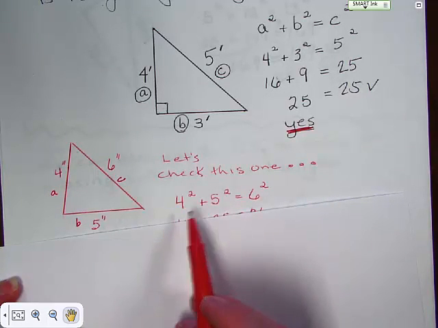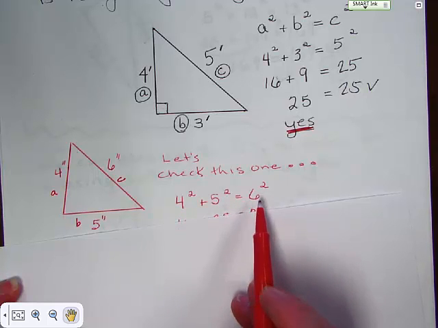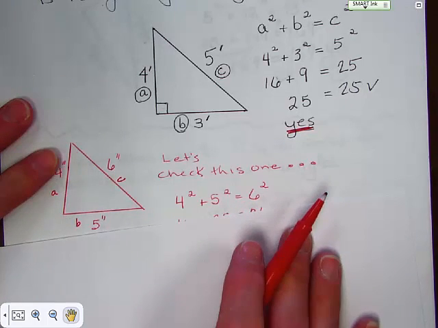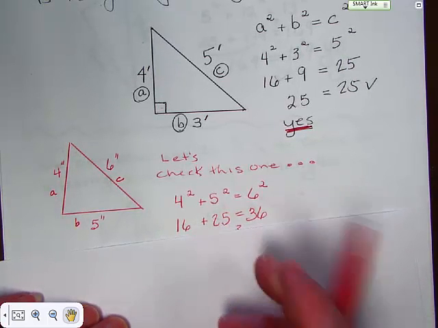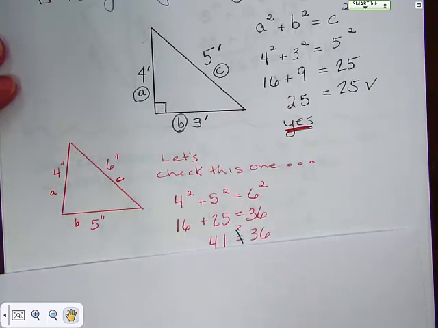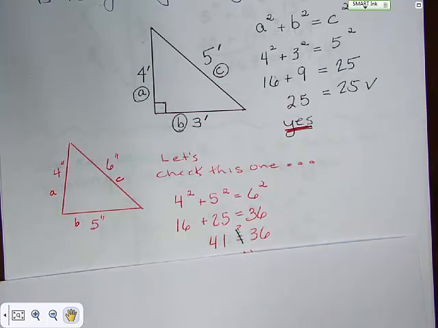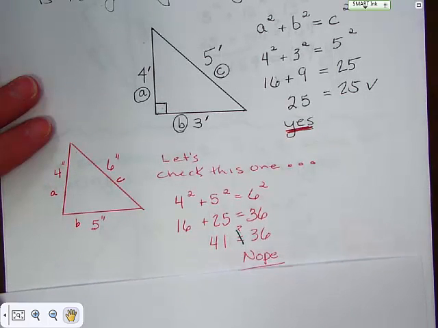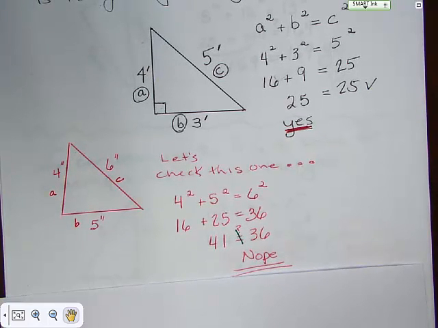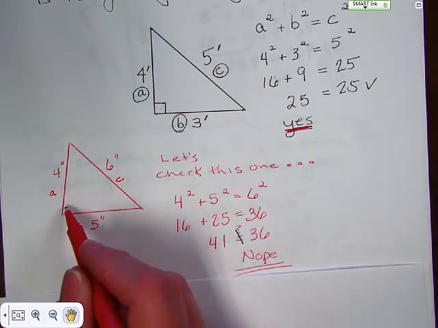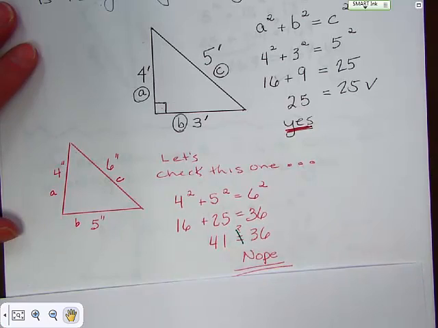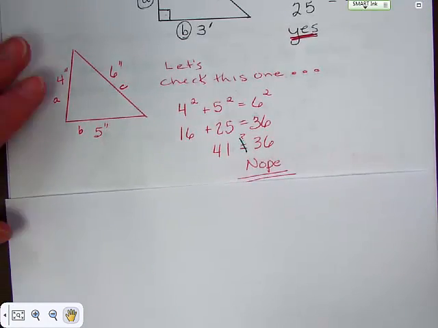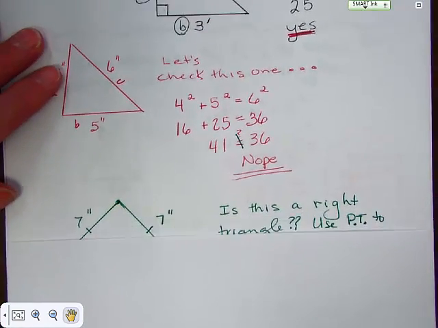So 4 squared plus 5 squared equals 6 squared. We're trying to see if it works for the right triangle. Alright, so 4 squared is 16, 5 squared is 25, plus 36. Uh-oh. 41 does not equal 36, and therefore it is not a right triangle. Even though it kind of looks like one right here, it is not. Because the Pythagorean Theorem says so. Okay? Let's look at another one.